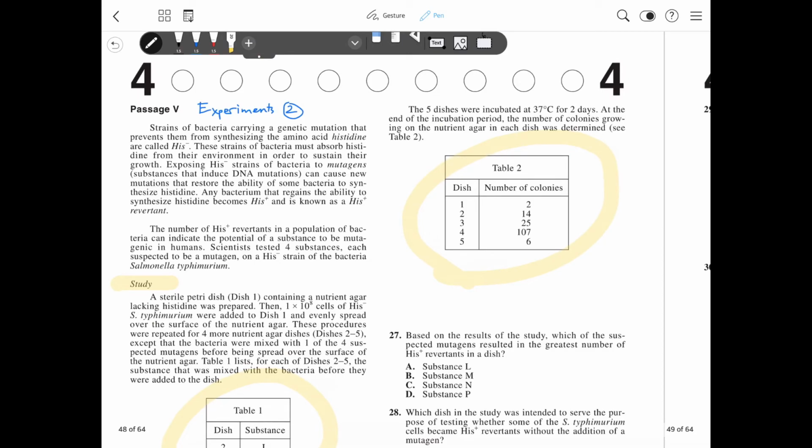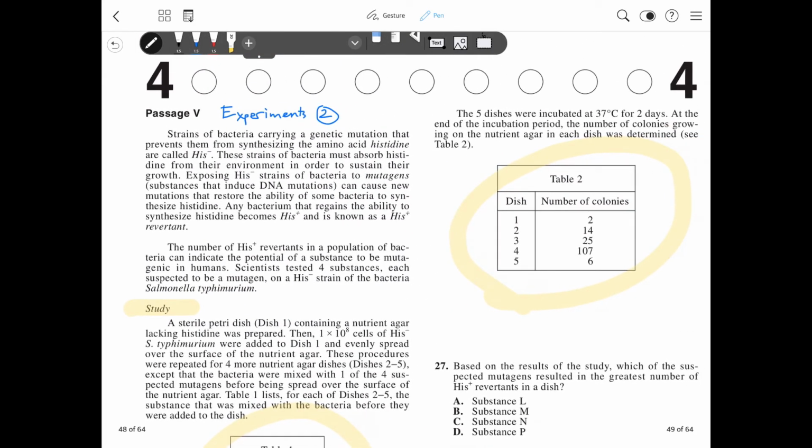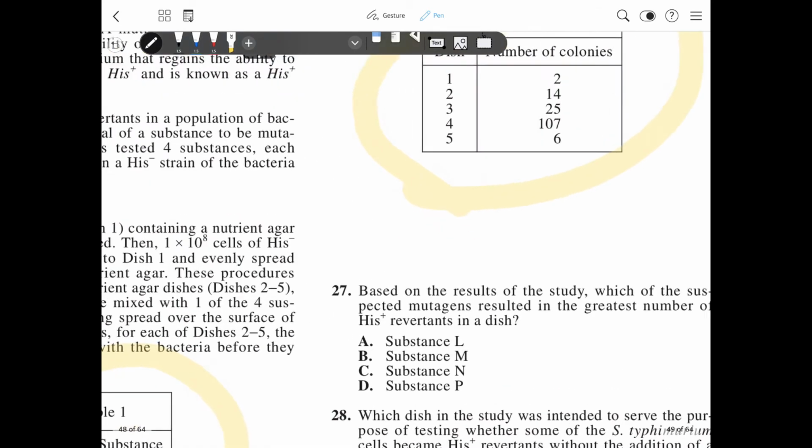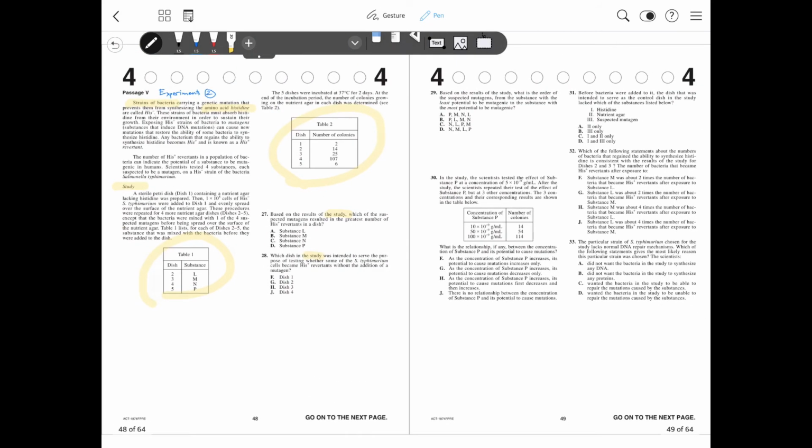This passage in particular is talking about strains of bacteria and the amino acid histidine that they synthesize. The questions have the word study in them a lot. Usually it's interchangeable with experiment, so definitely be on the lookout for that to identify whether or not you're on the experiments passage.